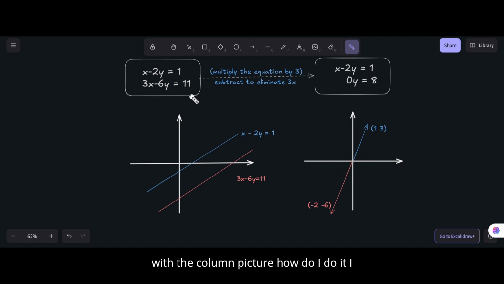If I interpret it with the column picture, how do I do it? I basically first plot my column vectors, like my coefficients of my variables. These are my components of my column vectors. So if I plot them, what did the column picture say? You basically have to find the linear combination which would lead to the resultant vector 1 comma 11.